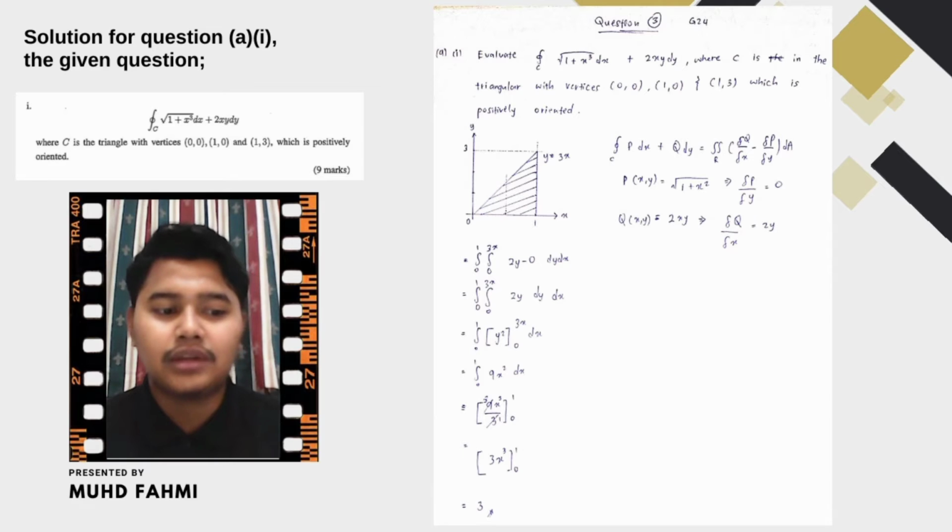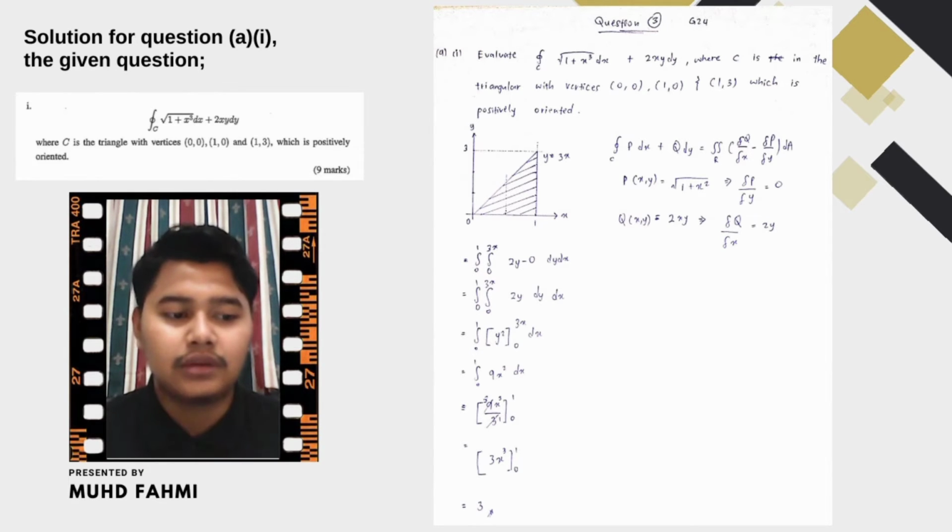For question 3, we need to evaluate this integral where C is the triangle with vertices with coordinates (0, 0), (1, 0), (1, 3), which is positively oriented. First of all, we need to sketch a graph with the coordinates (0, 0), (1, 0) and (1, 3). After we sketch the graph with these coordinates, we get the triangular shape in the graph, so we can conclude the limits of the graph.